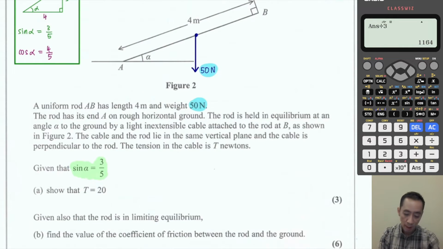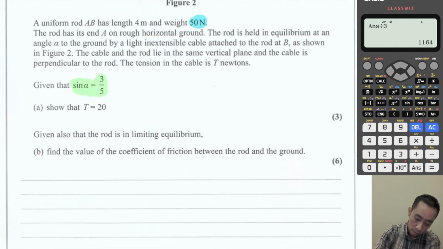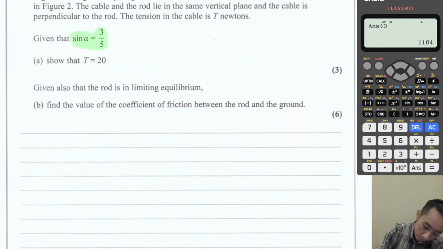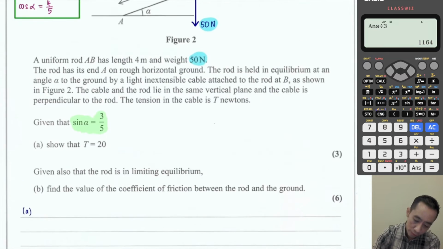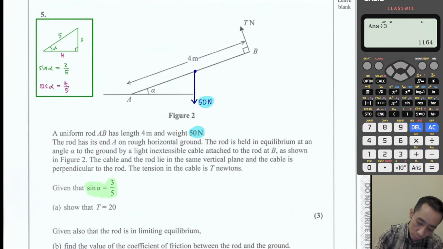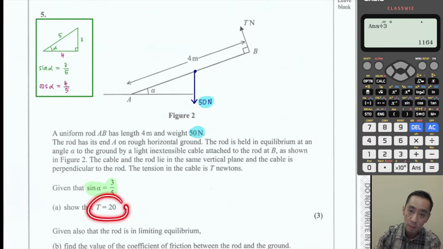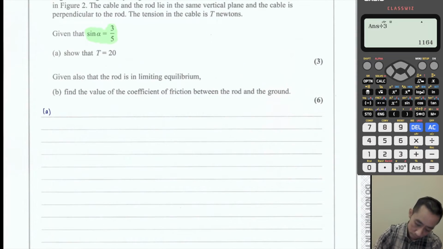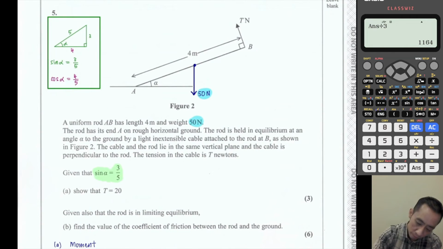Part A, we are asked to show that P is equals to 20. So how are we going to do the first part? For this one, it's 3 dimensions, 3D. To solve for the T here, I would like to use moment. So using moment. What do we have here?